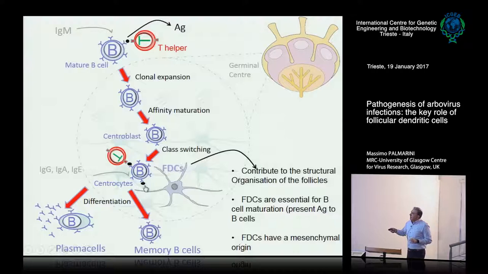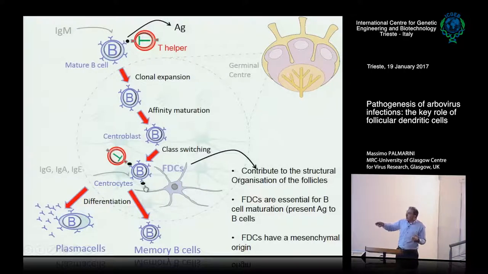But now, the follicular dendritic cells are critical cells. First of all, they contribute to the structural organization of the follicle because they express chemokines that attract B cells. So they are in essence the reason why there is a B cell area, because B cells express the receptor, and the follicular dendritic cells express chemokines for B cells, and then they physically interact.